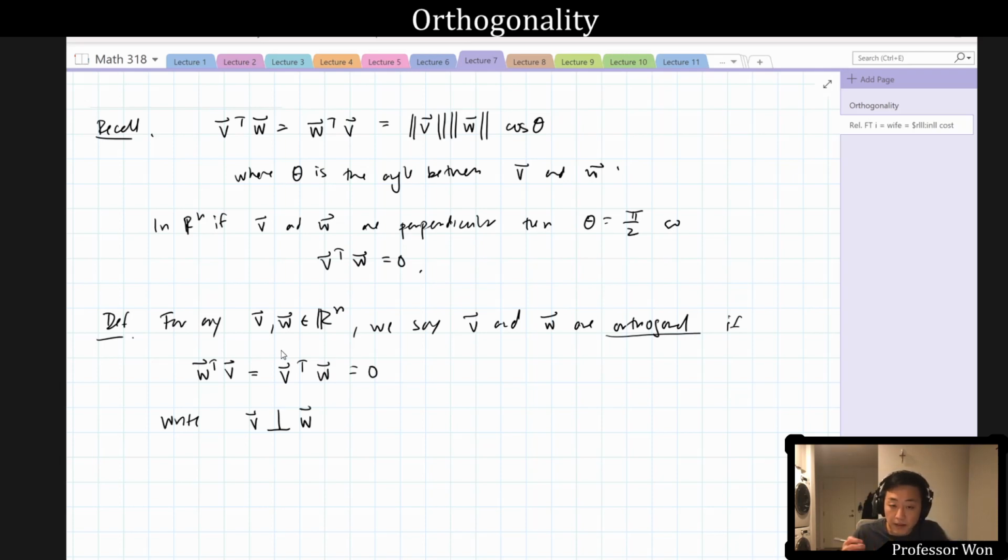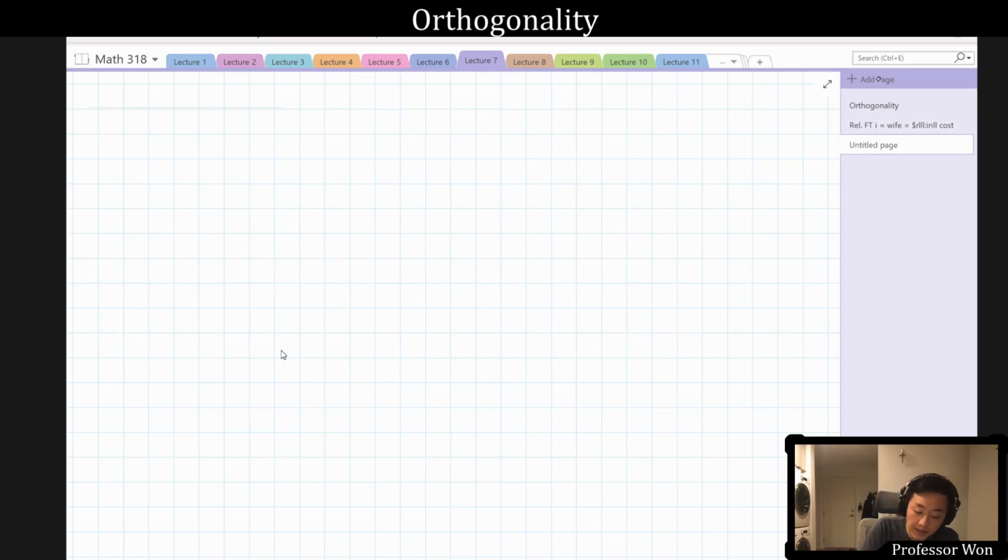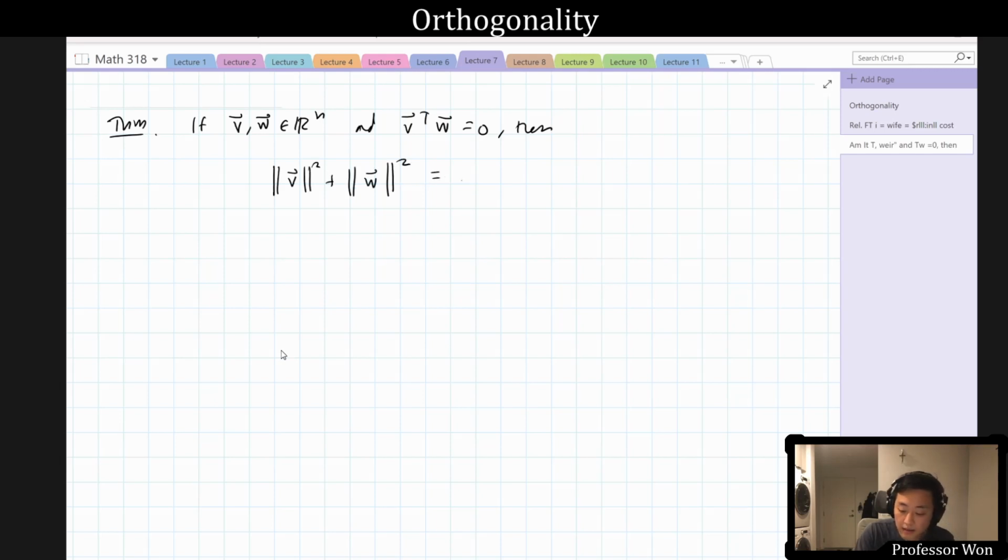Okay. Again, the picture to keep in mind is literally two vectors that are perpendicular in R2 or R3 or Rn. Okay, and one thing that we have is sort of a Pythagorean theorem, which is if v and w are vectors in Rn, and their dot product is 0, in other words, if they're perpendicular, they're orthogonal, then if you take the length of v squared and you add the length of w squared, you get either the length of v minus w squared, which is the same thing as the length of v plus w squared. Okay, what do I mean by this?